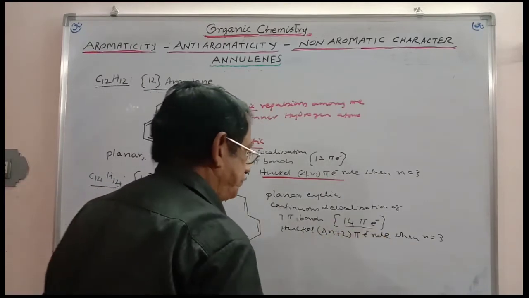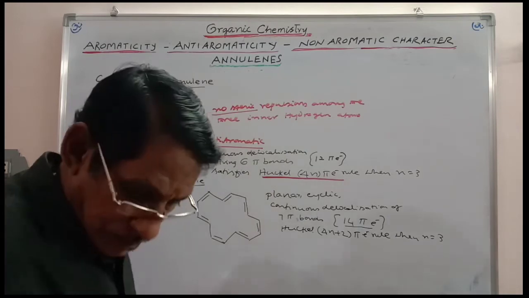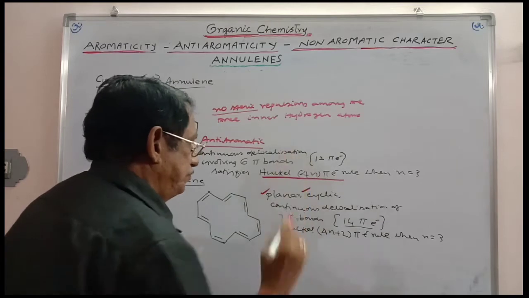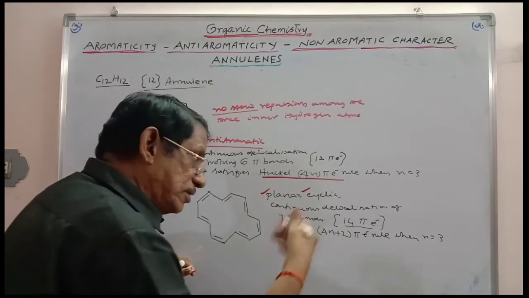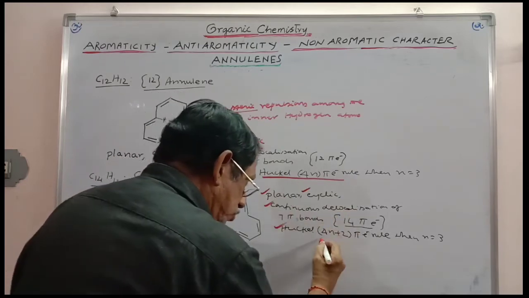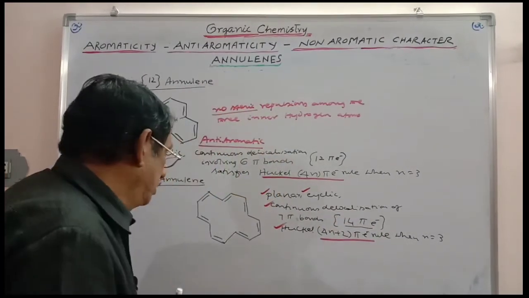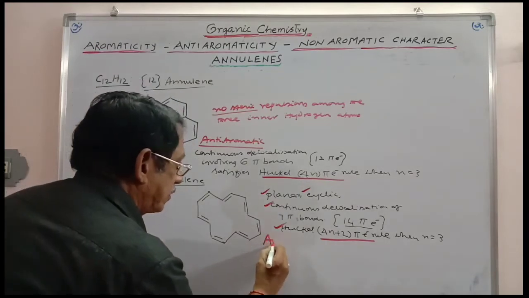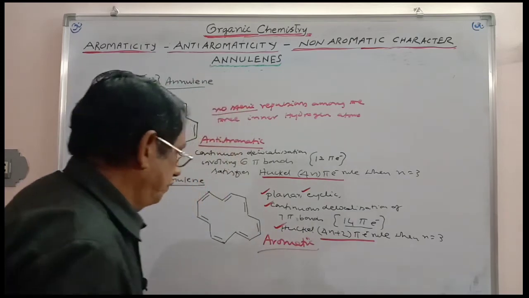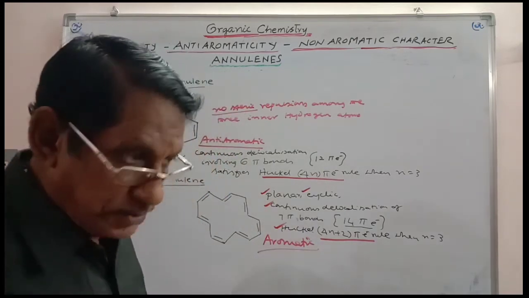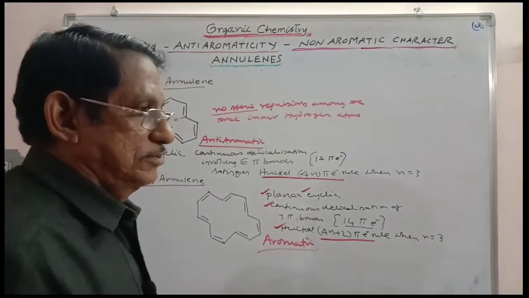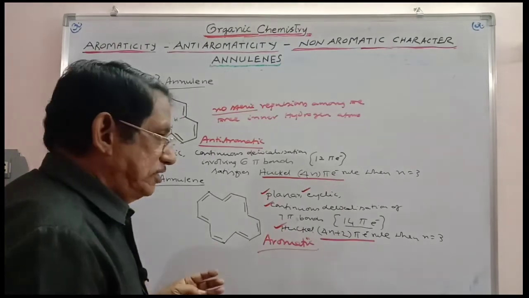14 pi electrons. So here it is satisfying planarity, it is satisfying cyclic system, it is also having continuous delocalized pi electrons, and that is containing 14 pi electrons, so it is satisfying Huckel 4n plus 2 pi electron rule. So completely it should be aromatic. It should be aromatic. But our expectations go wrong. NMR spectrum gives its structural details in another manner.